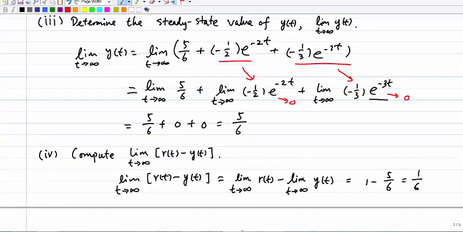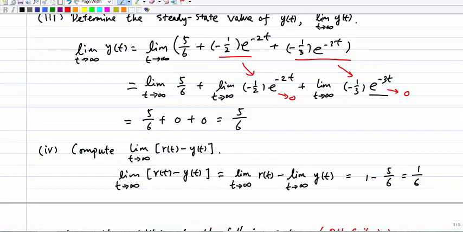The last step is to compute the limit of r sub t minus y sub t as t goes to infinity, which is straightforward. You take the limit of individual components, the limit of r sub t minus the limit of y sub t. The limit of y sub t is computed here. And r sub t is constant, we know it's a unit step input, right? So it's just 1, minus this limit 5 over 6, so it's 1 over 6. So that's the last step.